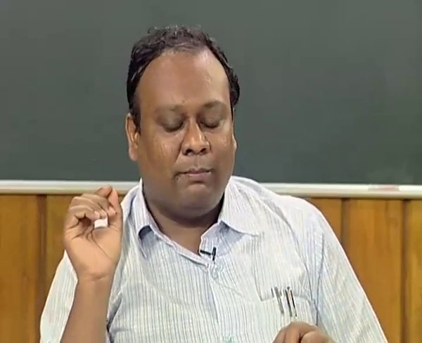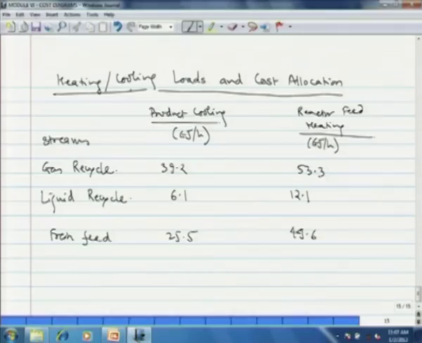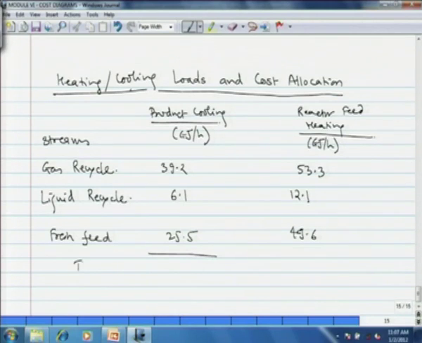So, the toluene column cost will be allocated totally to the liquid recycle stream. So, this is the logic that we are going to follow. Please keep this in mind. I am going to repeat this in the tutorial. The total product cooling heat load is 70.8 gigajoules per hour, and total reactor feed heat load is 115 gigajoules per hour.